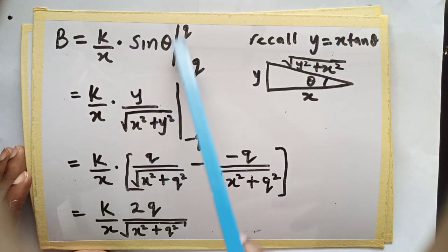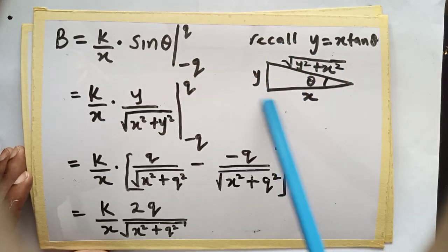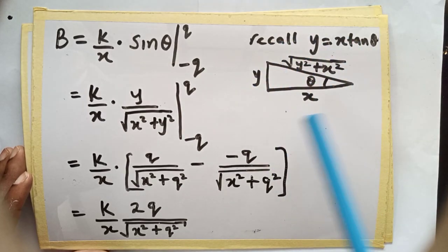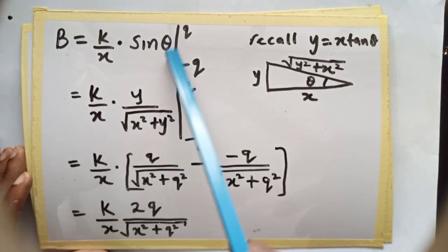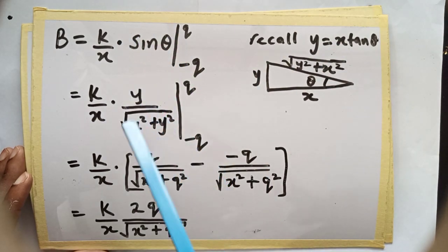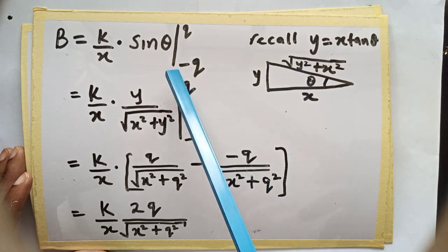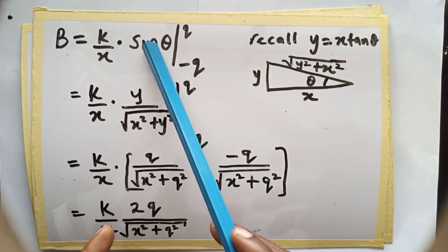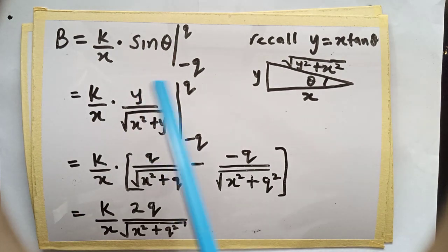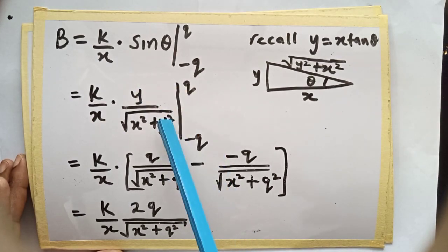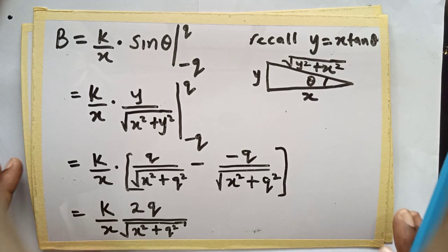Now that we already have our sin theta, we can find the value of sin theta from this expression, which is opposite all over hypotenuse. So wherever we see sin theta, we'll replace it with y all over the square root of x squared plus y squared, still leaving this one. So we have moved it back from sin theta to the y. So we can now substitute this q back into this y, which is accepted.